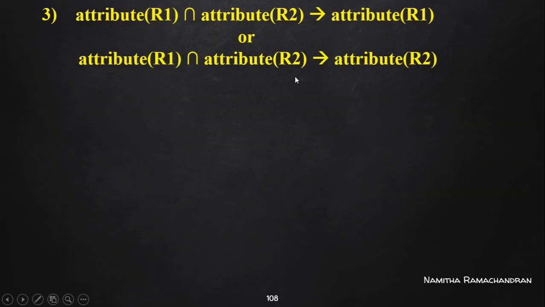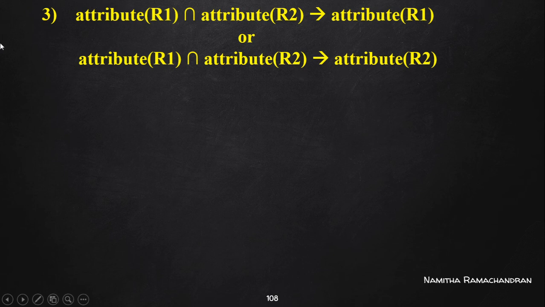Okay. So consider the last condition, the third condition. After satisfying condition 1 and condition 2, we need to check whether this condition 3 is satisfied or not. What is that? Attribute of R1 intersection attribute of R2 derives attribute of R1, or attribute of R1 intersection attribute of R2 derives attribute of R2. We need to satisfy either of these two conditions.